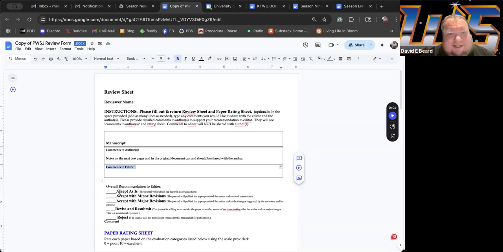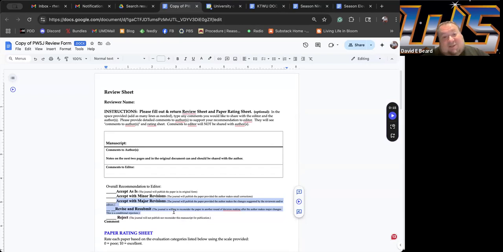You've got your overall recommendations, which is to accept it as it is, publishing as it is, accept it with minor revisions, accept it with major revisions, revise and resubmit, or reject. Most of your reviews are going to end up in these two categories, which is to say, accept with major revisions, which means we like the piece, but there is some significant work that needs to be done on it, but we promise if that work is done, you will be published. Or revise and resubmit, which means, man, there's a lot of work ahead. You can revise it, send it back, and we will gladly take a look at it.